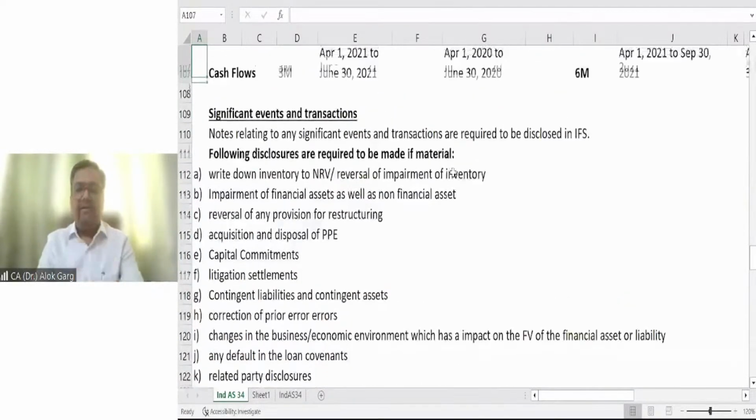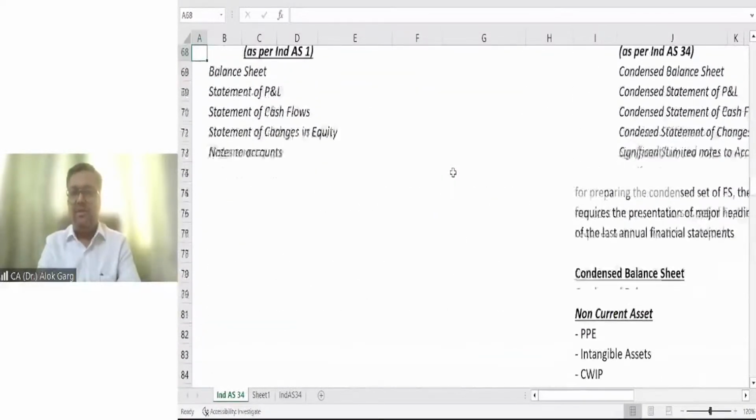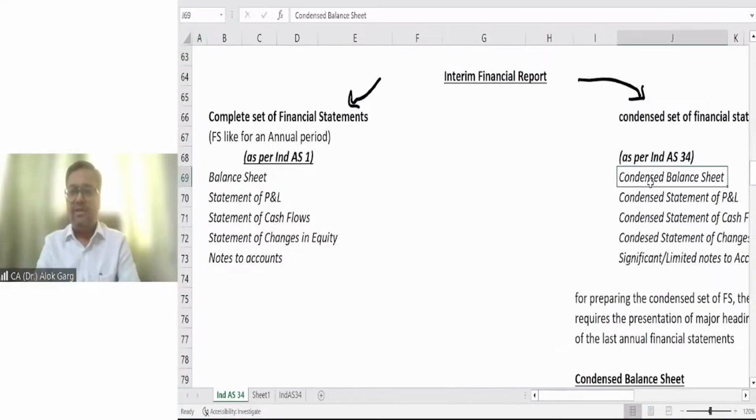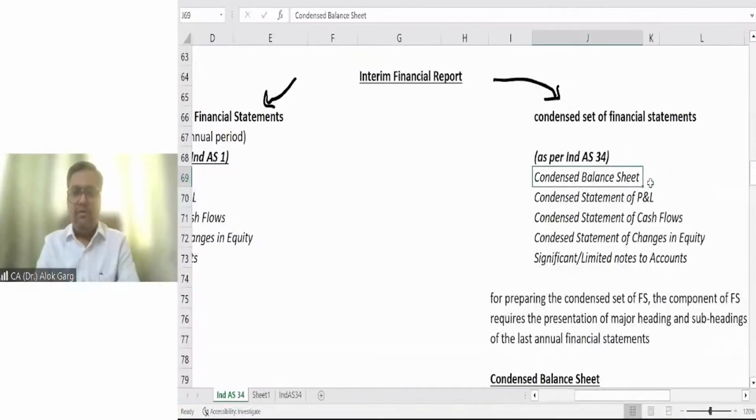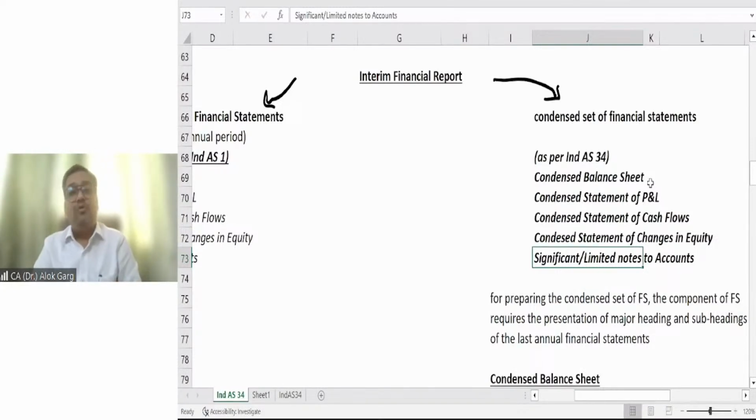Friends, we discussed condensed balance sheet. We discussed condensed statement of profit and loss. We discussed condensed statement of cash flow. We discussed condensed statement of changes in equity. Sir, what about notes to accounts? As you said that all the breakup of balance sheet and P&L item is not required. What are the limited notes which are required in the interim condensed financial statement?